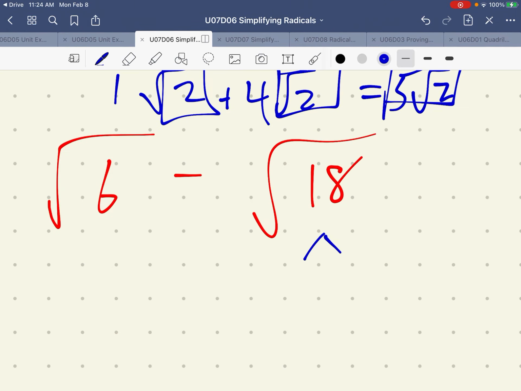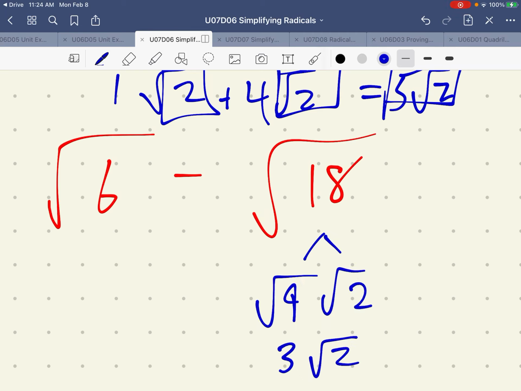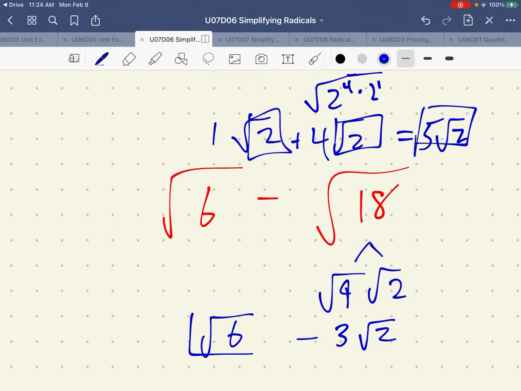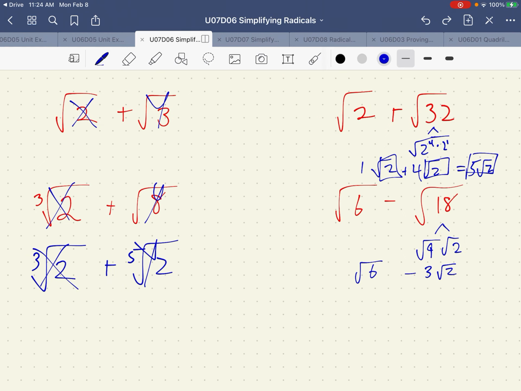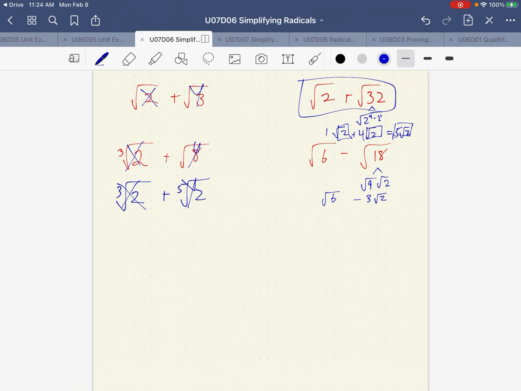So let's simplify this one to see if it simplifies. I get 3 radical 2, and these are unlike radicands. We have a radicand of 6 and a radicand of 2, so this one cannot be combined any further. So the only one here that was combinable was radical 2 and radical 32, and that was after simplifying. So for addition, you're going to want to simplify at the beginning of the problem.